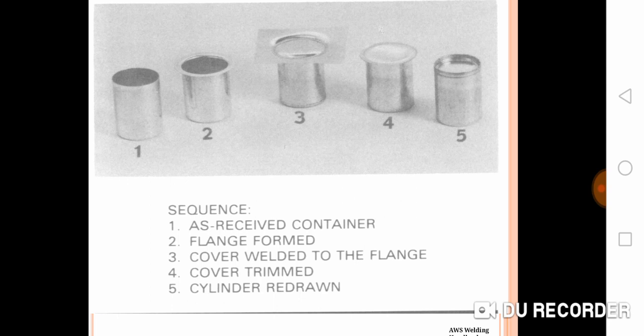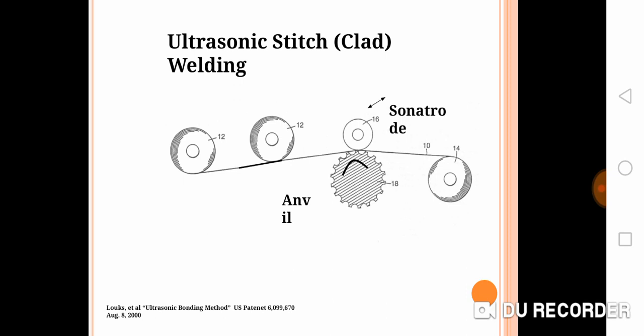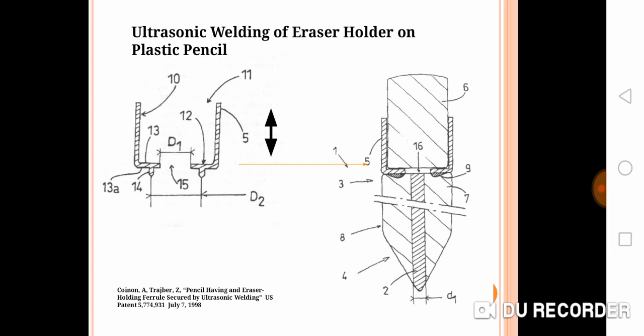Then this is the popular example of the container cover. You can see the serial number 1 is the machined container that is not covered with the lid. Now in the third image you can see the plate is covered over the container. Now the ultrasonic welding is carried out and the cylinder top can be fixed like this. Then this is the clad welding, that is to cover the surface of something using ultrasonic welding.